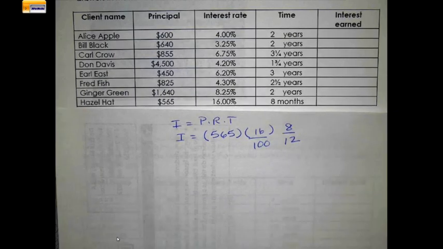Because remember, your interest is always based on a year. So there's 12 months in a year. So this is really going to be a fraction of a year. Now, looking at this problem, where can I cross multiply or divide? Where can I cancel?